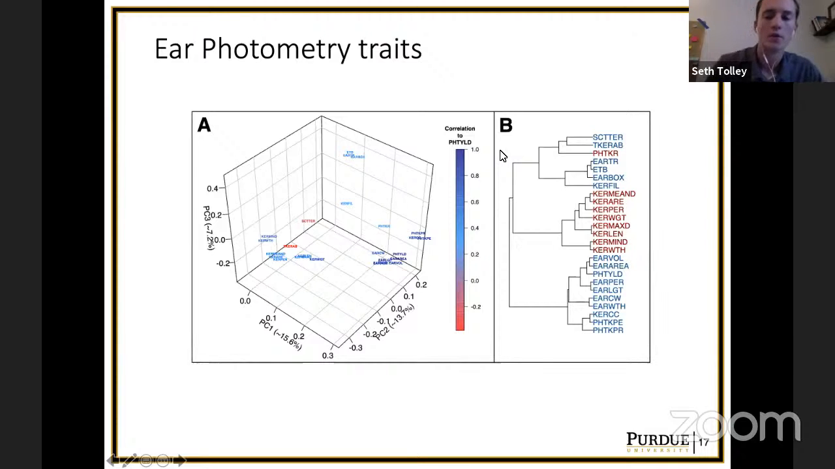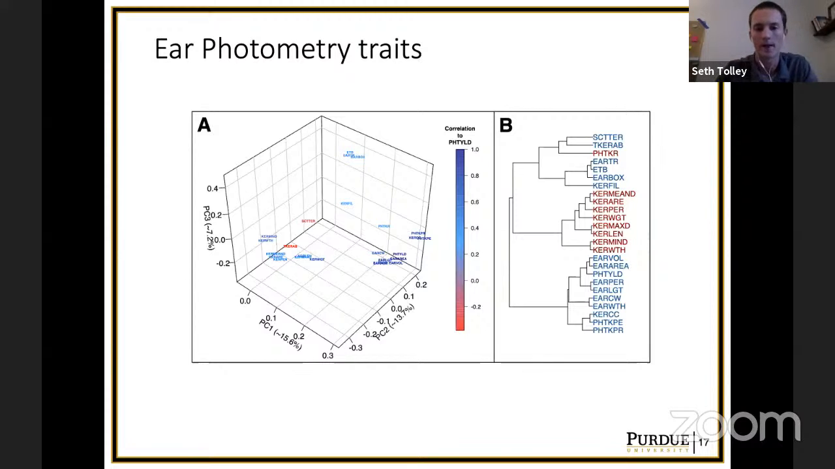This is used to look at the relationship between our traits. So in panel A on the left, you can see a principal component analysis. And then in panel B on the right, you can see a clustering analysis where we identified 5 main groups using the Ball Hall index. The 2 largest clusters identified were those that were related to individual kernel attributes, and then those that were related to more broadly ear characteristics. And you can see that yield was nested within this bottom cluster.